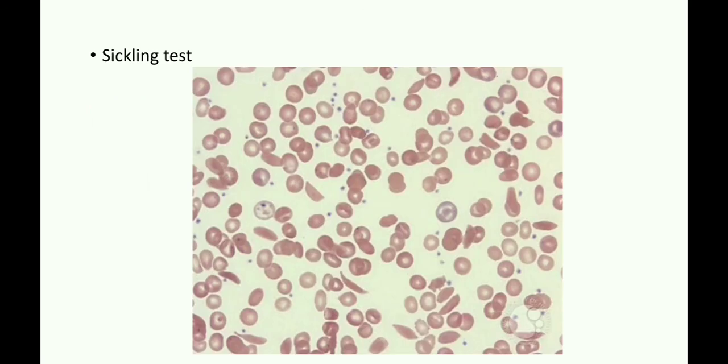Now, sickling test. The sickling test is when you add a reducing agent like 2% sodium metabisulfite or sodium dithionite into the blood sample of the patient, it can induce sickling. So when you get a blood sample, you can add this reducing agent. When you observe sickling, you cannot differentiate whether it is sickle cell trait or sickle cell disease, but it can be either of the two. So that is the sickling test.